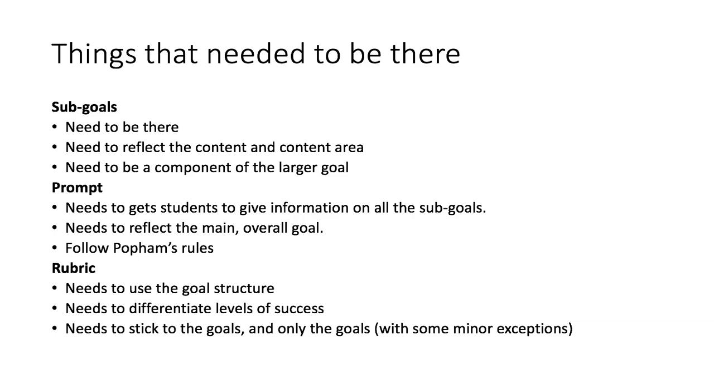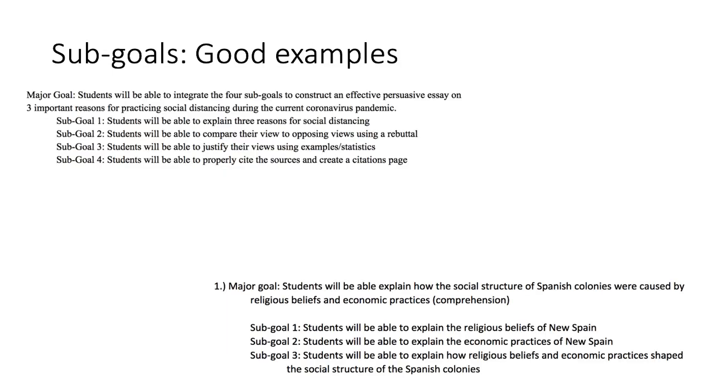You also need to differentiate, or you need to stick to the goals and only the goals. And so if you don't have a rubric that follows the goal structure, or does follow it but adds a bunch of other stuff in it, you'd have to have really strong justifications for why you did those things. So I'm going to go through each one of these sections, first by starting with some really good examples and then talking about some tips for improvement.